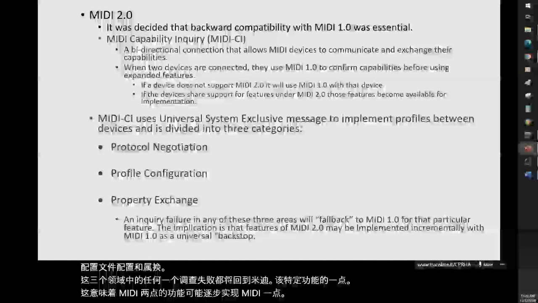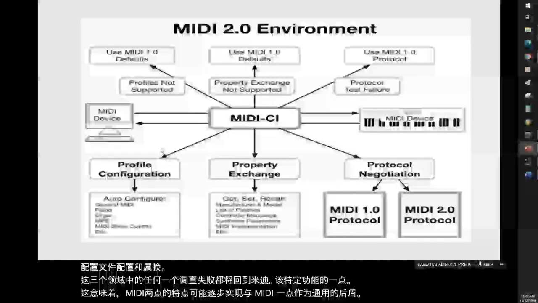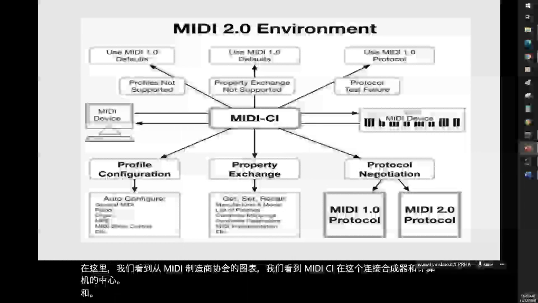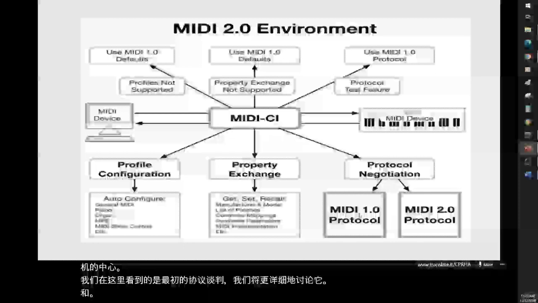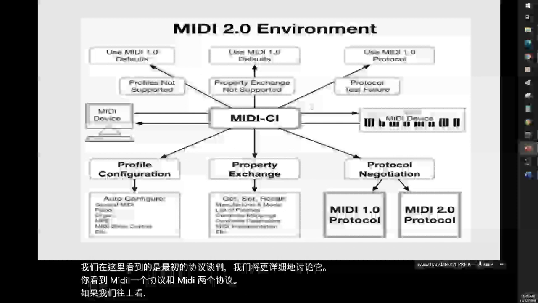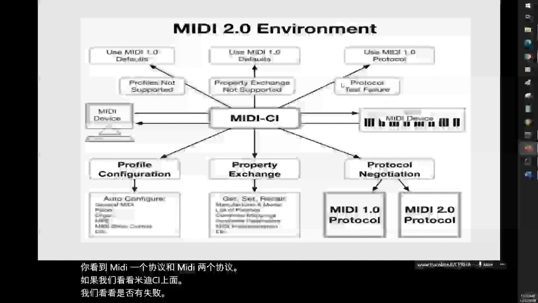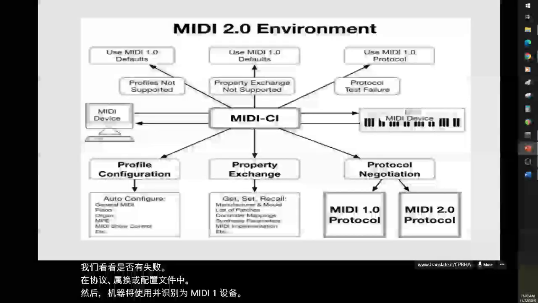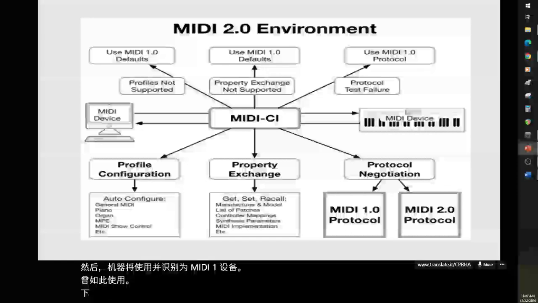And here we see the diagram from the MIDI Manufacturers Association, and we see MIDI CI in the center of this, connecting a synthesizer and a computer. And we see down here is the initial protocol negotiation, which we'll talk about in a little more detail. And you see the MIDI 1 protocol and the MIDI 2 protocol. If we look above MIDI CI, we see if there is a failure in either protocol, property exchange, or profile, then the machine will use and be recognized as a MIDI 1 device and be used as such under the MIDI 2.0 specification.